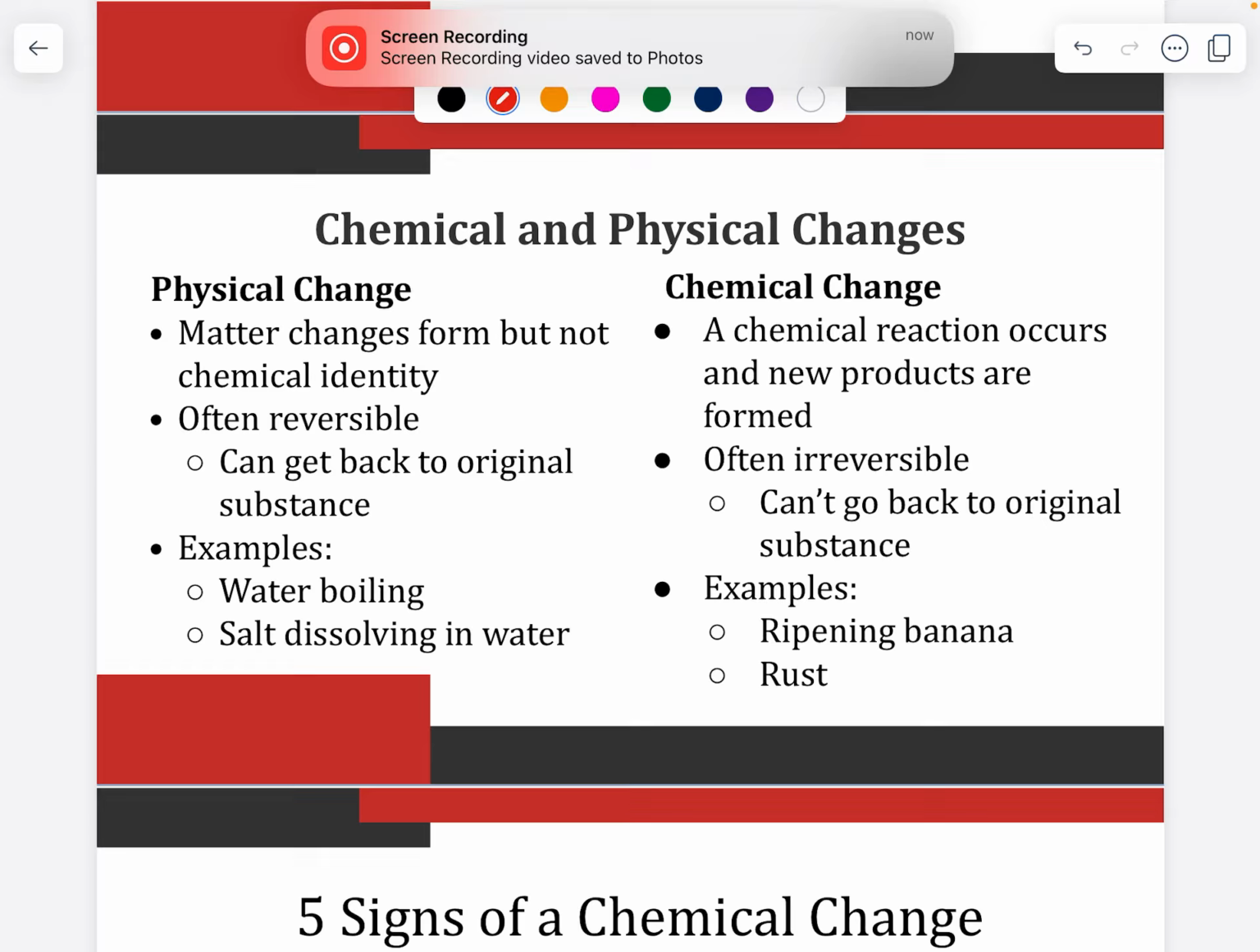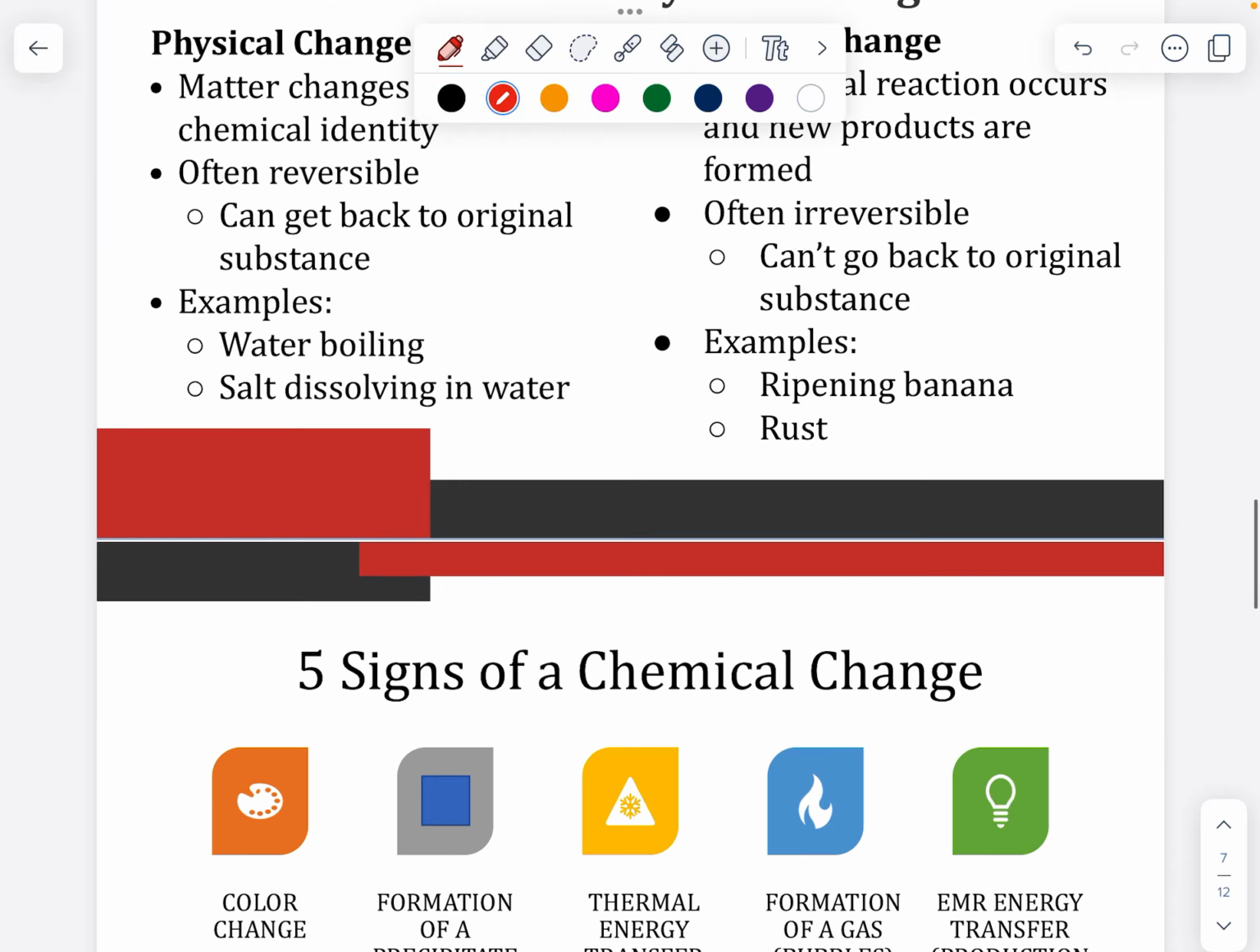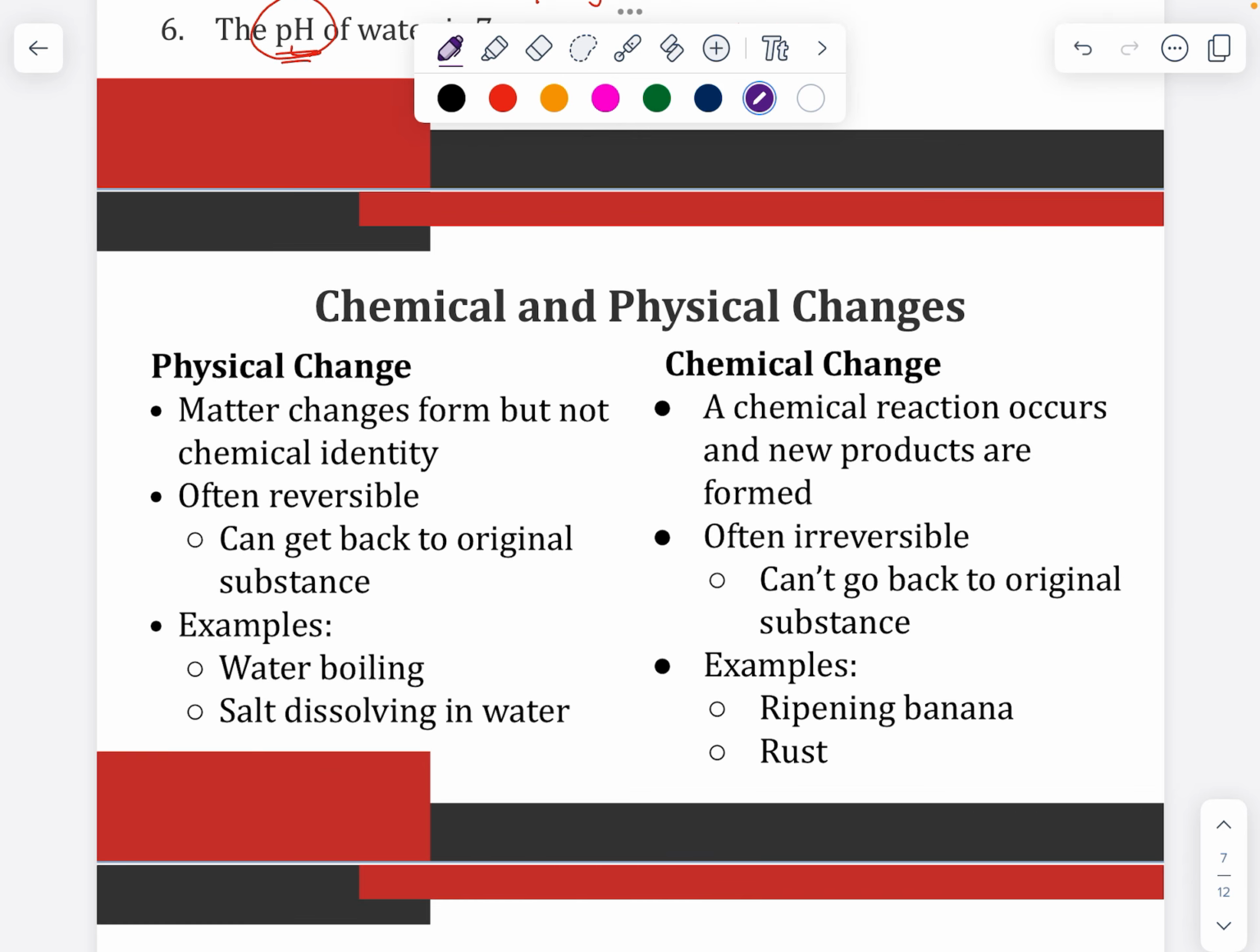All right, this is a continuation of the chemical and physical properties and chemical and physical changes notes. So picking up at chemical and physical changes. Now if something is undergoing a change, we have these two categories. A physical change is where the matter changes form, but not chemical identity. And that's the definition. So if we were writing a CER, we would want to reference that definition.